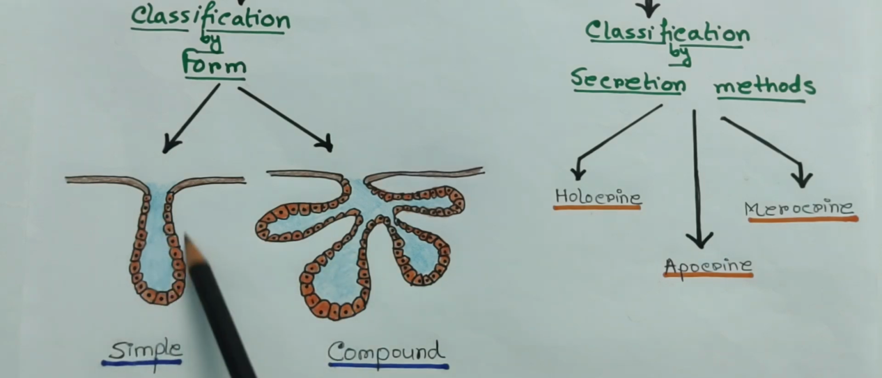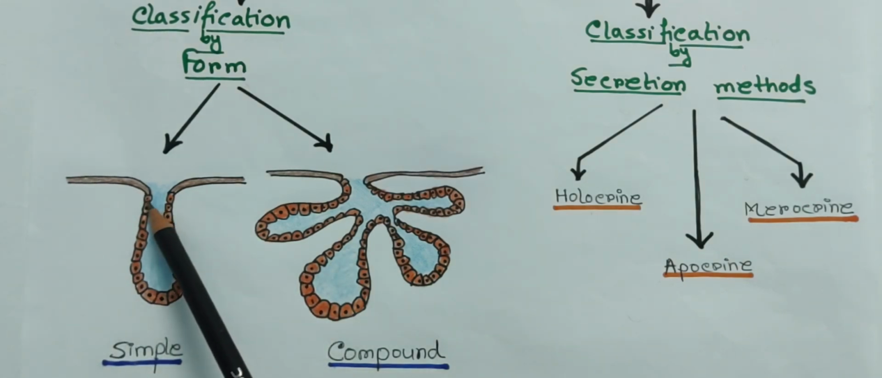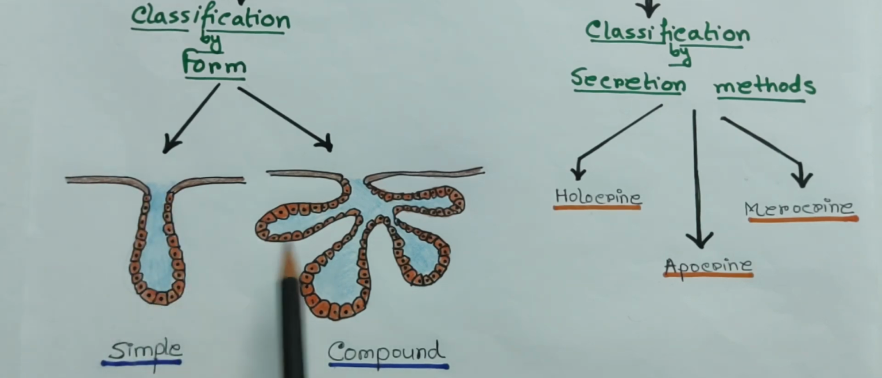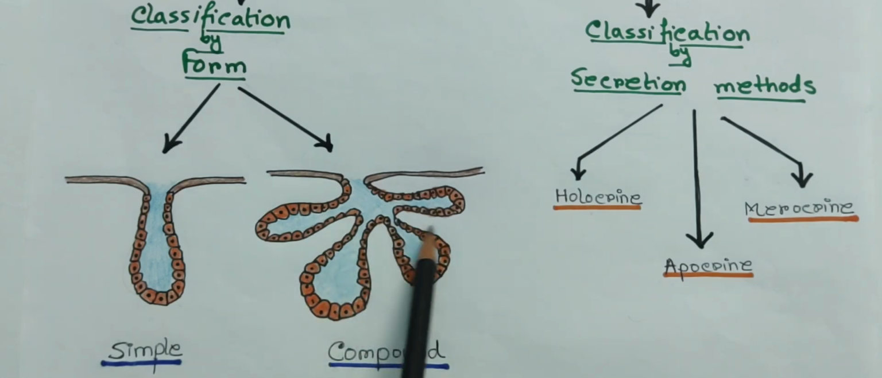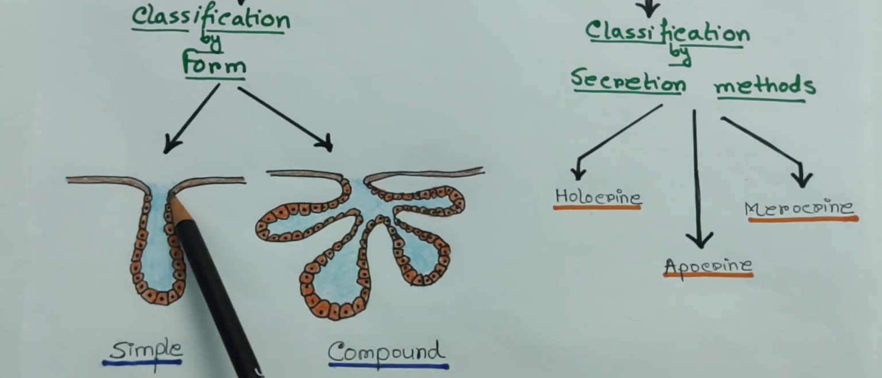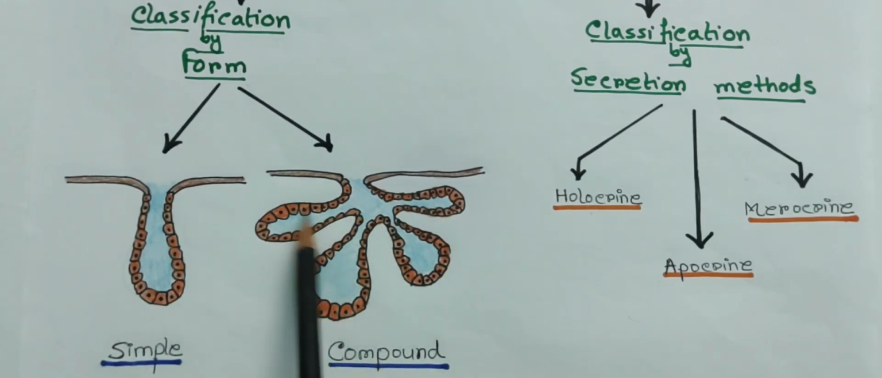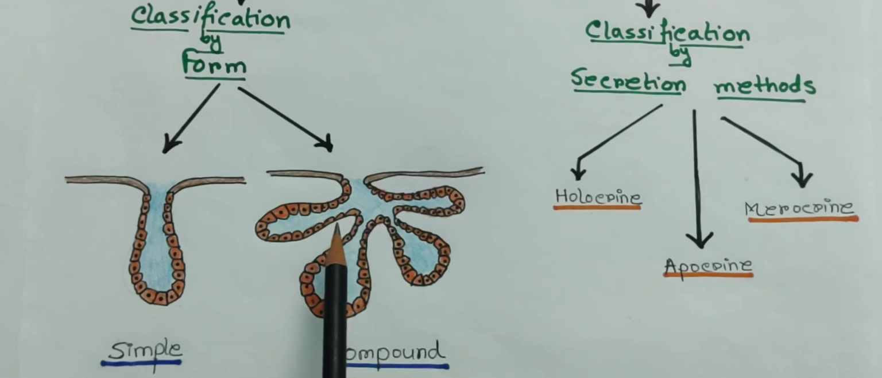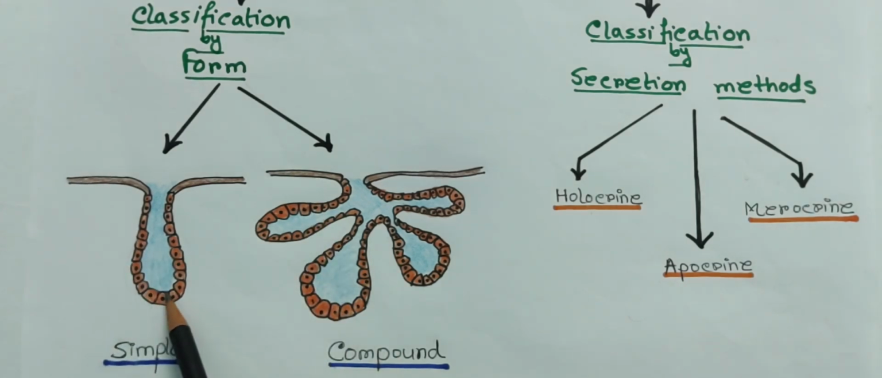These are the classifications based on the form of the multicellular exocrine gland. So this is the simple form. Simple means only one gland is formed, with one duct. But in compound there are branching ducts. Here there is a single duct, one opening, and there the duct is divided into different branches. So this is the compound multicellular exocrine gland, and this is the simple multicellular exocrine gland. Now I am coming to the details.